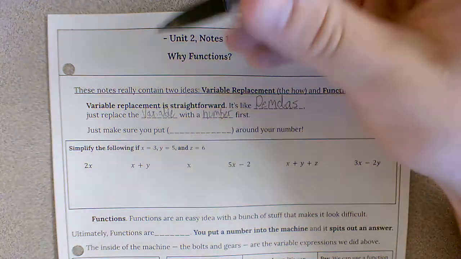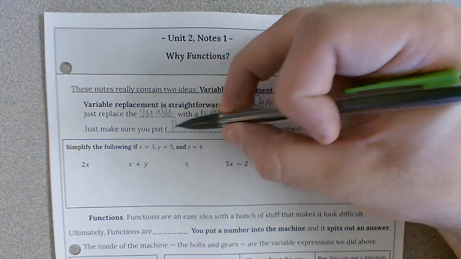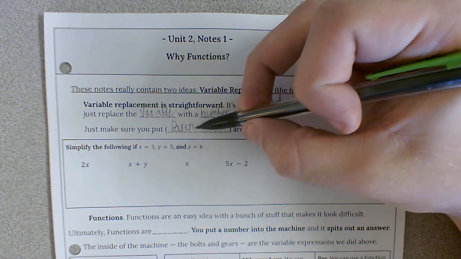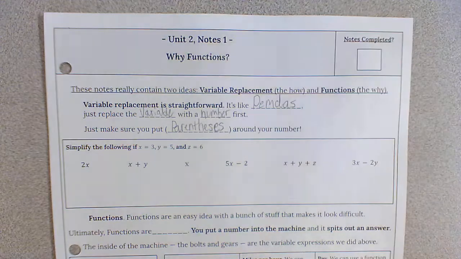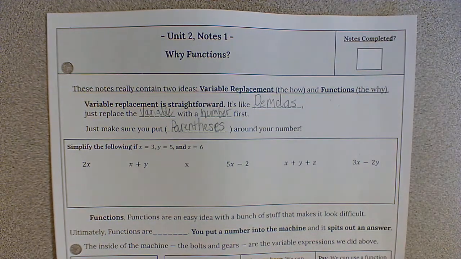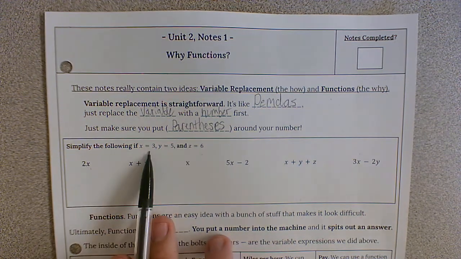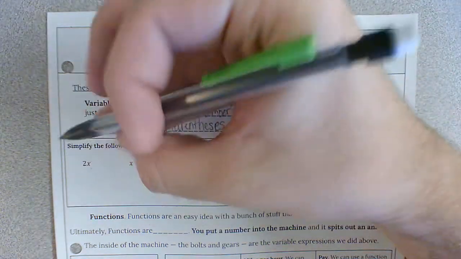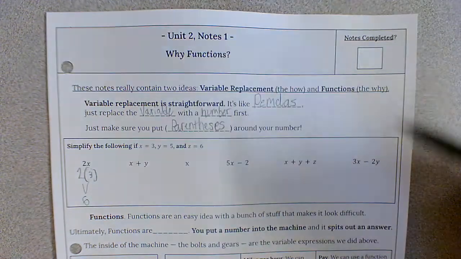The one thing I want to make sure you know, though, is when you replace a variable with a number, to put parentheses around that number. This is to make our work nice and clean, and to make sure we know what is our number and what is our variable. So, let's try them out here. We're going to simplify like we've done before, but when we have something like x, we're going to replace it with 3, because that's what the question tells us. So I'm going to write 2, parentheses 3. We simplify that, we get 6.